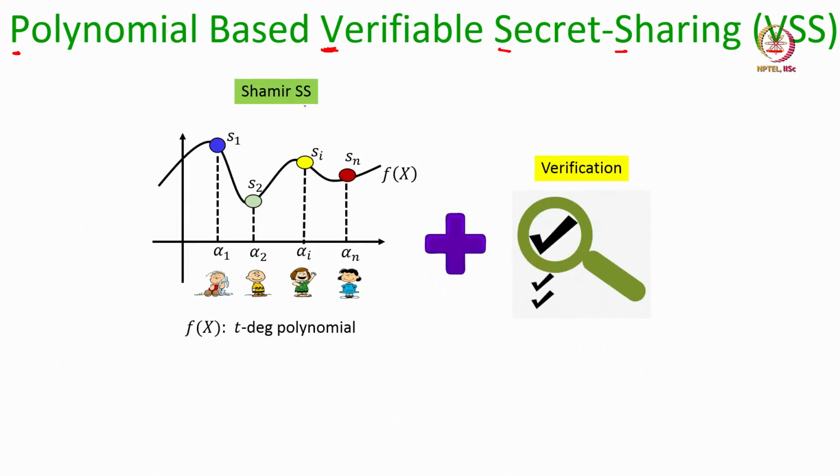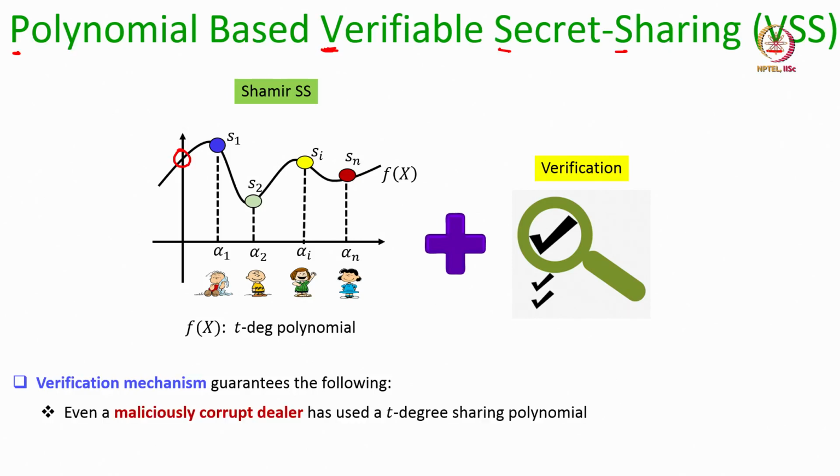It will be your Shamir secret sharing, where the dealer should pick a random t degree polynomial with the secret being the constant term, followed by some verification mechanism, and that verification mechanism informally should guarantee the following properties. It should guarantee that even if the dealer is maliciously corrupt during the execution of the protocol, it has used a t degree sharing polynomial. That means, whatever sharing polynomial it is using during the steps of the Shamir secret sharing, that polynomial is a t degree sharing polynomial.